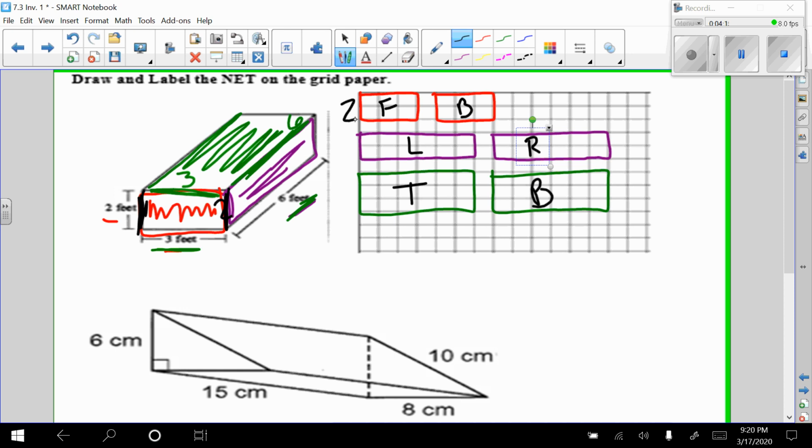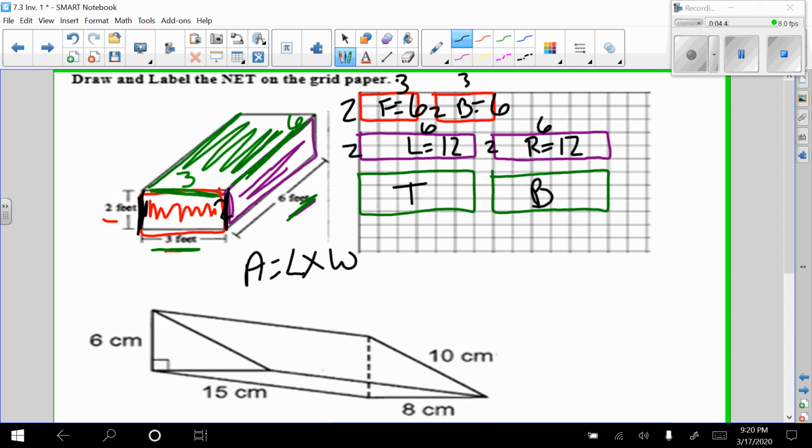This one was 2 by 3. That means the area, it's a rectangle, so area equals the length times the width. So the area of the front would equal 6. The area of the back would also equal 6 because it's also 2 by 3. The left side was 2 by 6. So that means the area would be 12.